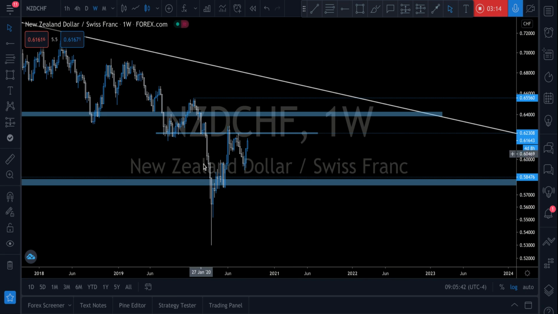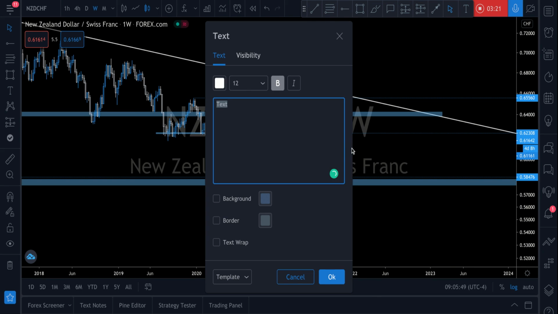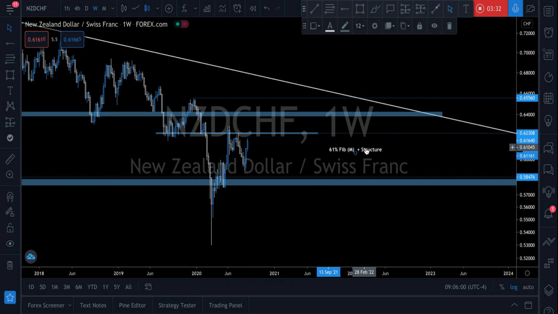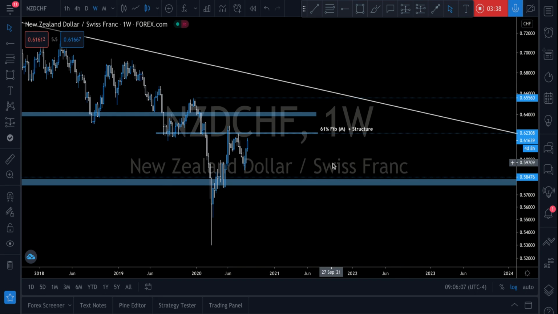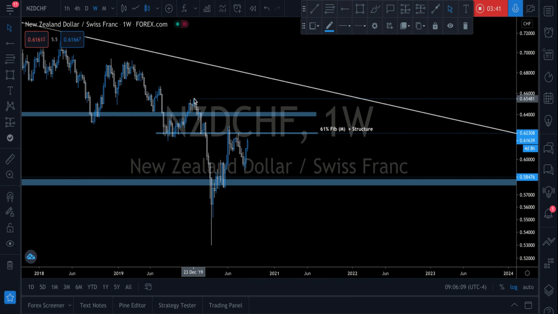Okay, so we have this impulsive pattern to the downside with a nice healthy retracement to the 61 fib level. So let's just mark that up real quick. We got a 61 fib percent level, and that was on the monthly time frame, and this aligns with some structure as well. And we're actually approaching that area of structure once more.